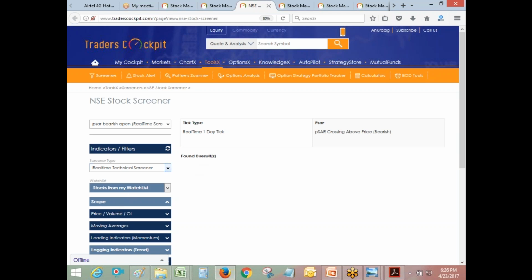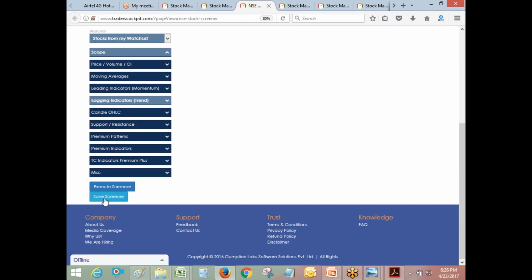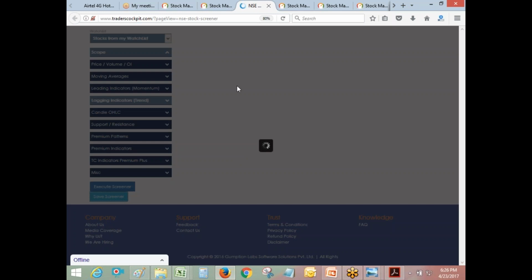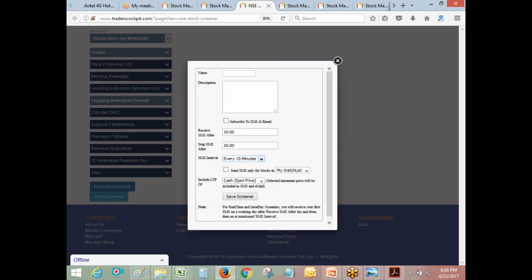So you can select a screener and save. If you save a screener, it will appear here. It will ask you all those questions I showed you: what time you want to save, between what times you want the alert, what the time is. You can set any time during the market, from 9 o'clock to whatever time, whatever minute you want.